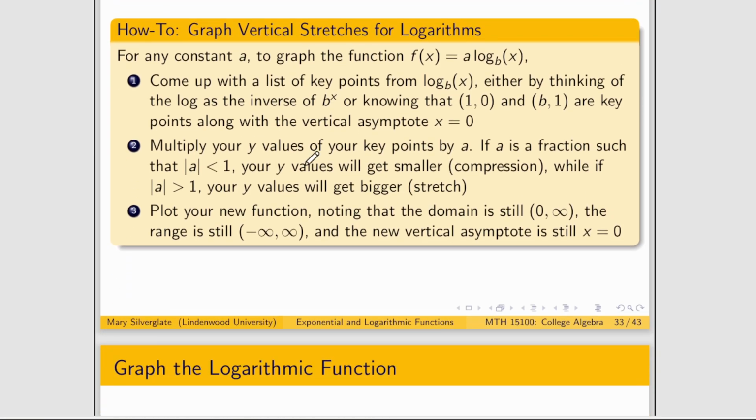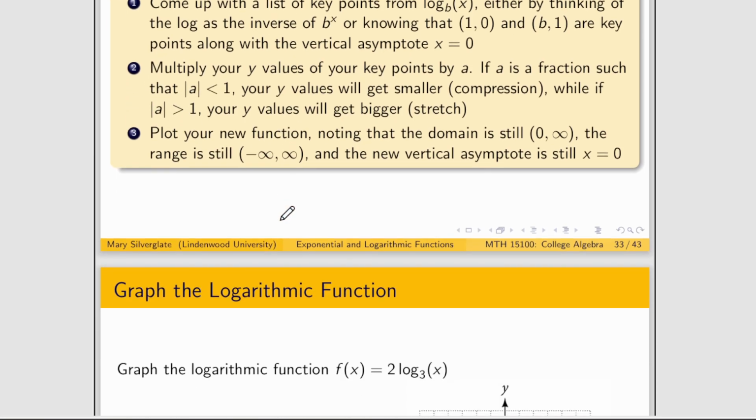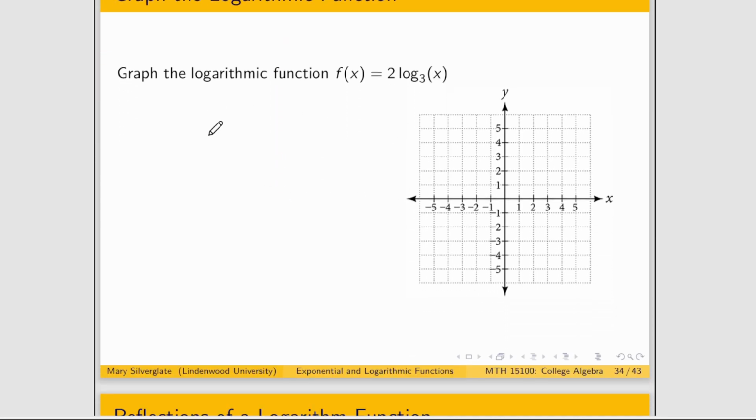In particular, you expect it to be compressed if you're multiplying by something that has an absolute value smaller than 1, and you expect it to be stretched if you're multiplying by something that has an absolute value bigger than 1. So for example here, we already gave a little bit of a spoiler alert that if we have a 2 on the outside here, that means multiply the y values by 2.